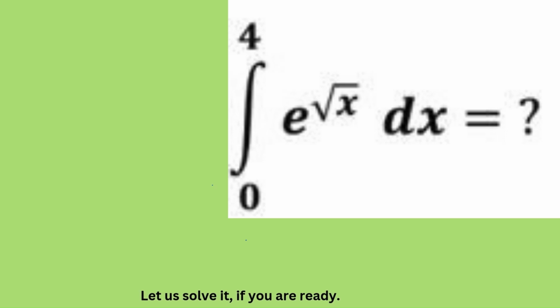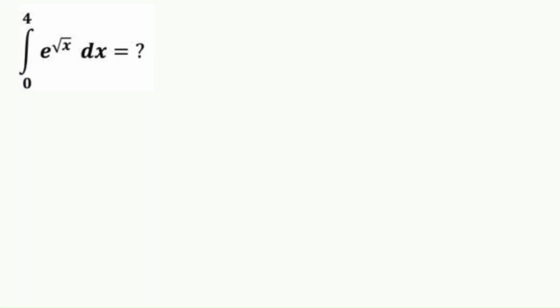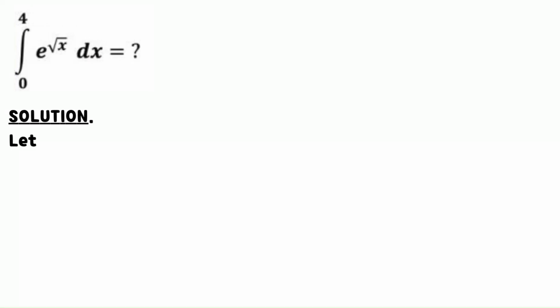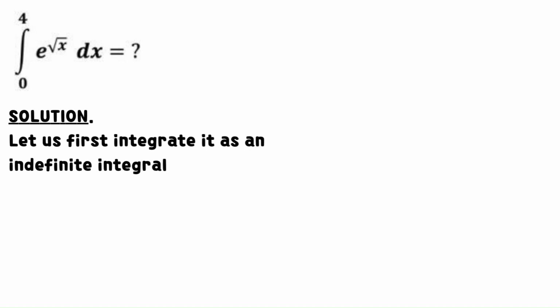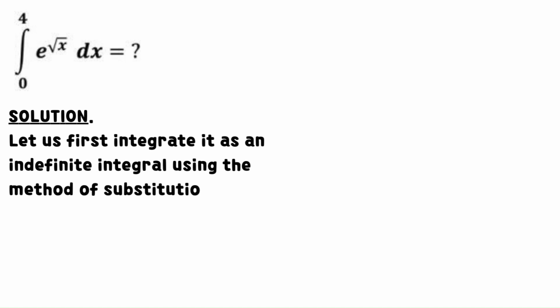Integrate e to the exponent of the square root of x, dx within the limit of 0 to 4. Solution. Let us first integrate it as an indefinite integral using the method of substitution. Let us assign t to be equal to the square root of x.